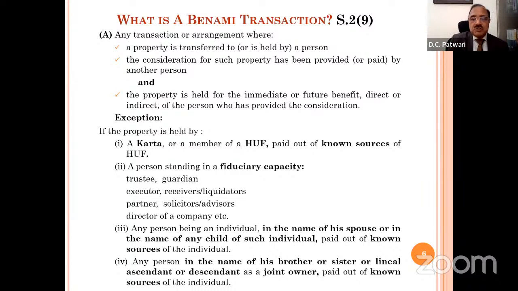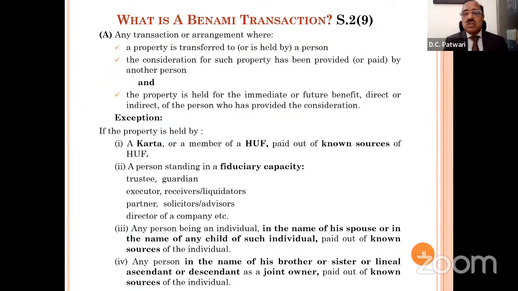But there are certain exceptions to it. All transactions will not be considered as Benami even when these 3 criteria are fulfilled. First category of exception is HUF. In the case of HUF, we all know Hindu undivided family, where there are co-partners and Karta. If the property is held in the name of Karta or a member or a co-partner, from the known sources of HUF, then it will not be treated as a Benami property, Benami transaction.